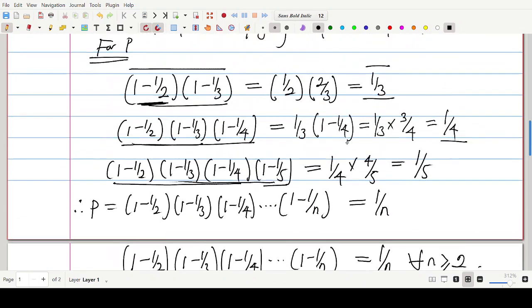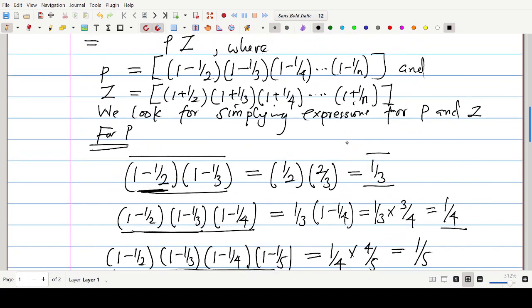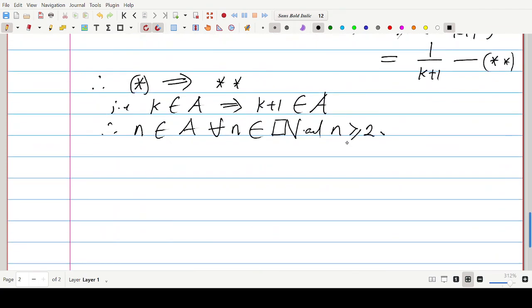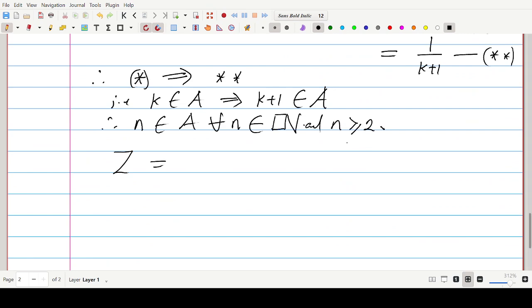So let's go over to Z. We are done with P. Let's go over to Z. What is Z? Look at Z here. Let me illustrate. Can you see that? This is Z. So let's establish that this will be true. First of all, let's look for a simplifying expression for this one first. So Z is equal to 1 plus 1 over 2, the next we have 1 plus 1 over 3, 1 plus 1 over 4, until you get to 1 plus 1 over n.